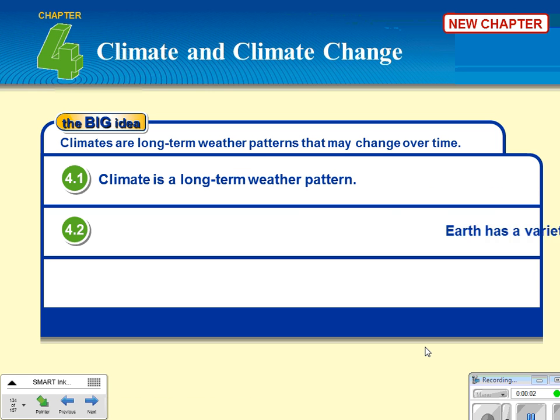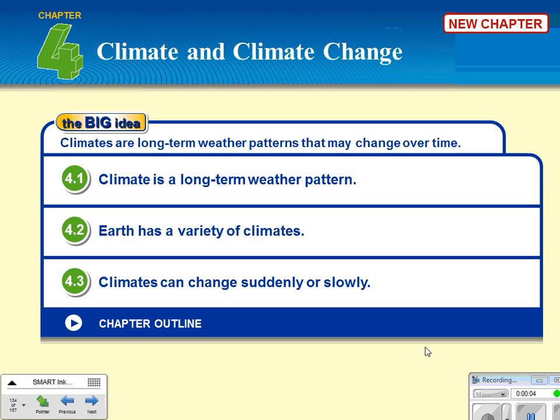So these are the notes about climate and climate change. The main things to figure out here: climate is a long-term weather pattern. The Earth has a variety of climates, and climates can change suddenly or slowly.